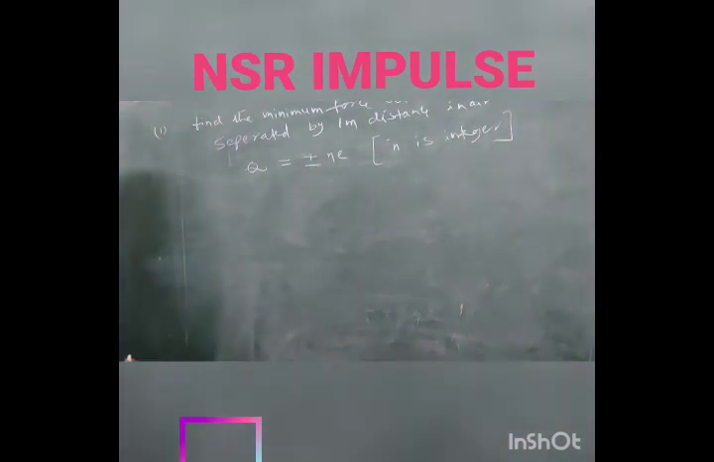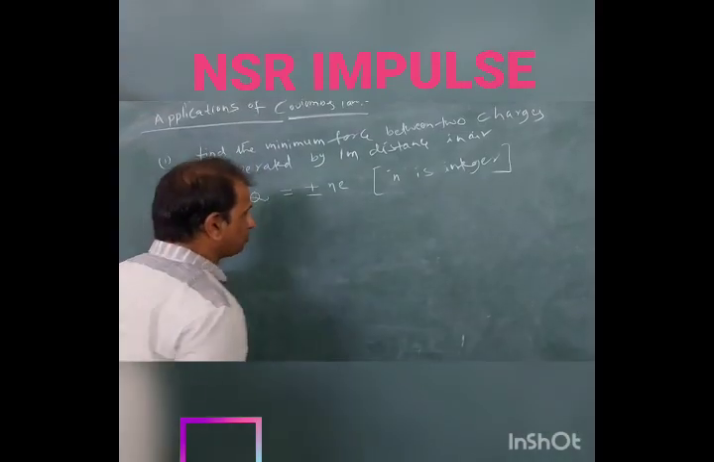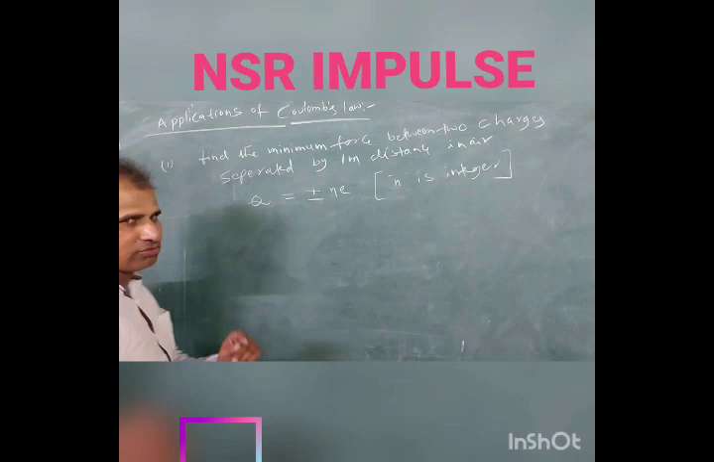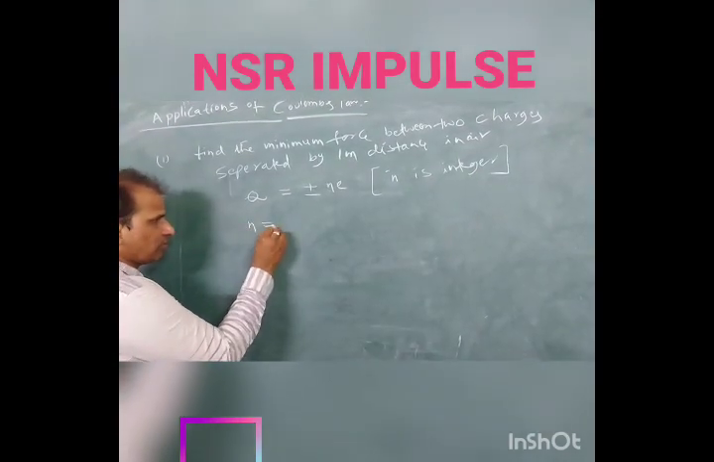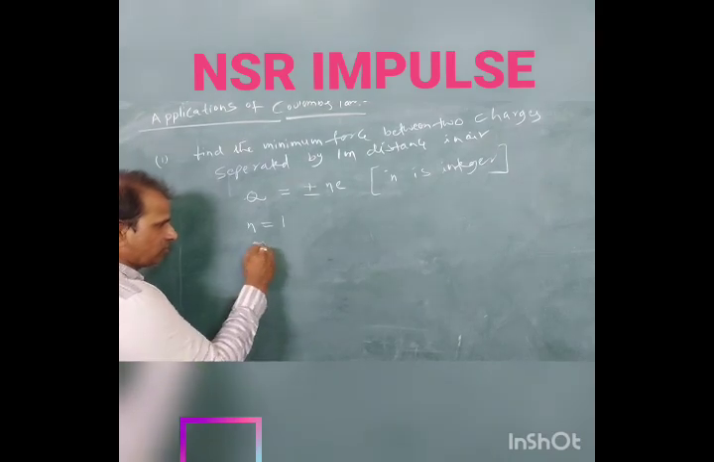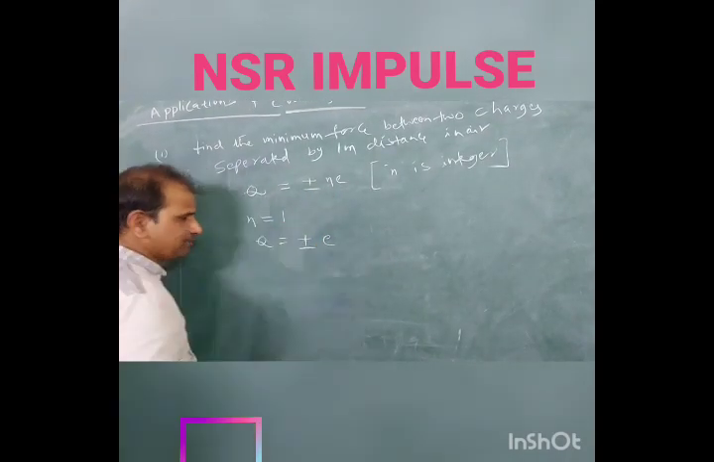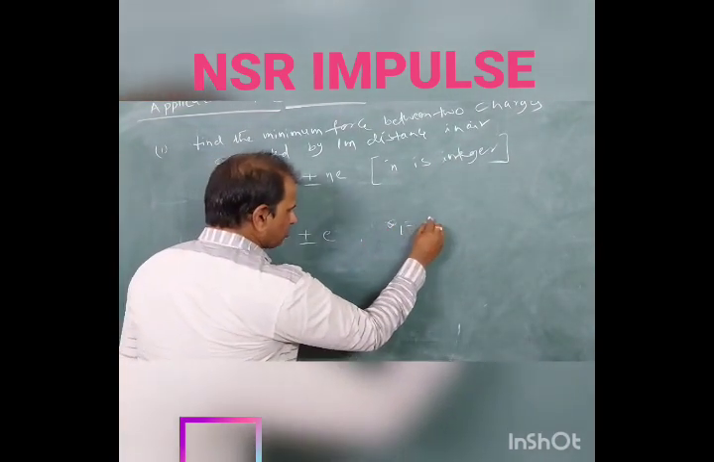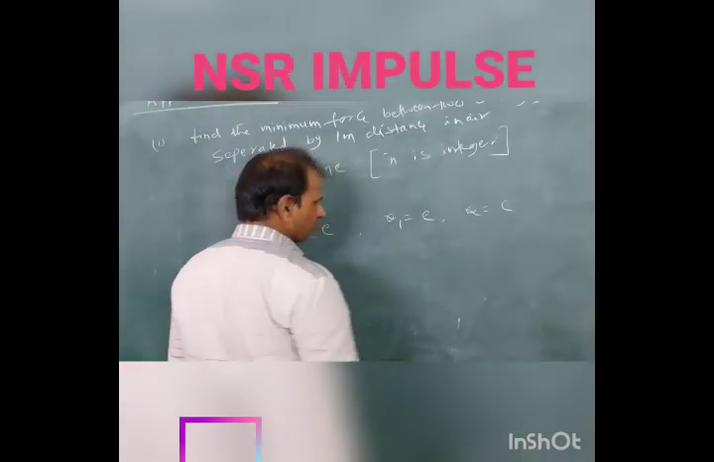Your question asks for the minimum force between the two charges. Minimum means n starts with what minimum value? 1. So the minimum value of n is equal to 1. That's why Q is equal to plus or minus 1 into e. That means one charge Q1 is equal to e, and the second charge is also e, the electron charge.